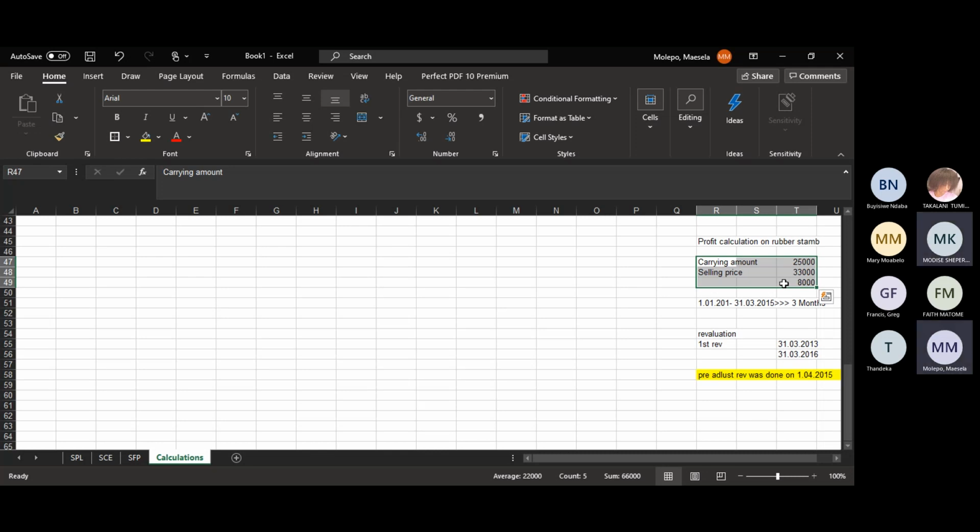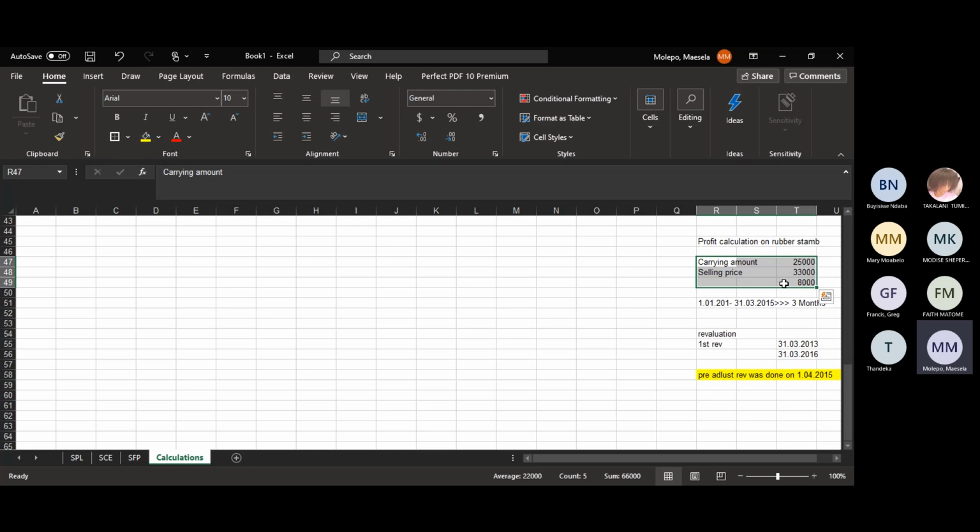Okay. That's why they say the rubber stamp machine was sold for, and they give you the figure as 33,000. So if they want you to calculate the loss, they will say the machine was sold for. They don't say at a loss of or at a profit of. If they say the machine was sold at a profit of 9,000, that 9,000 automatically is a profit.